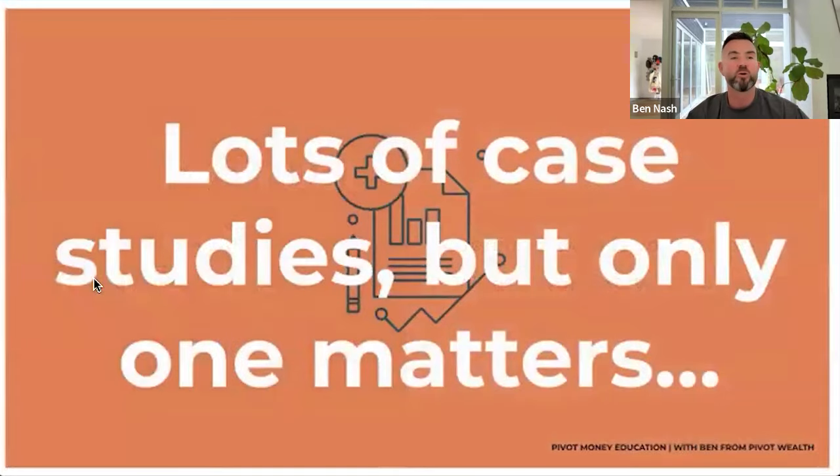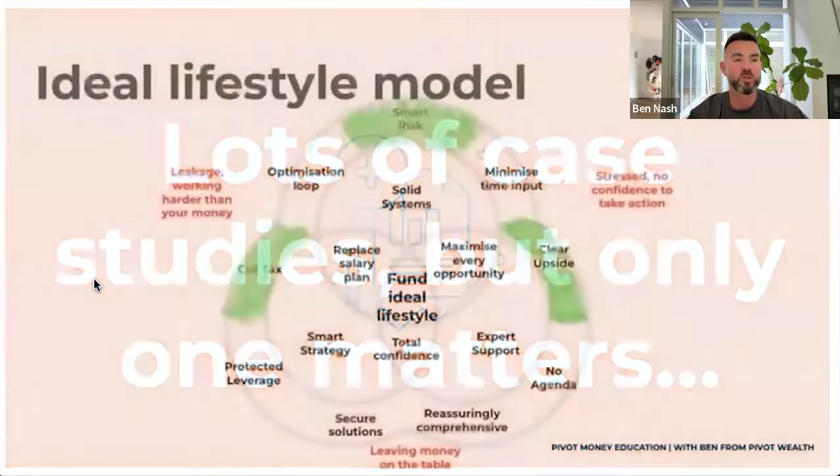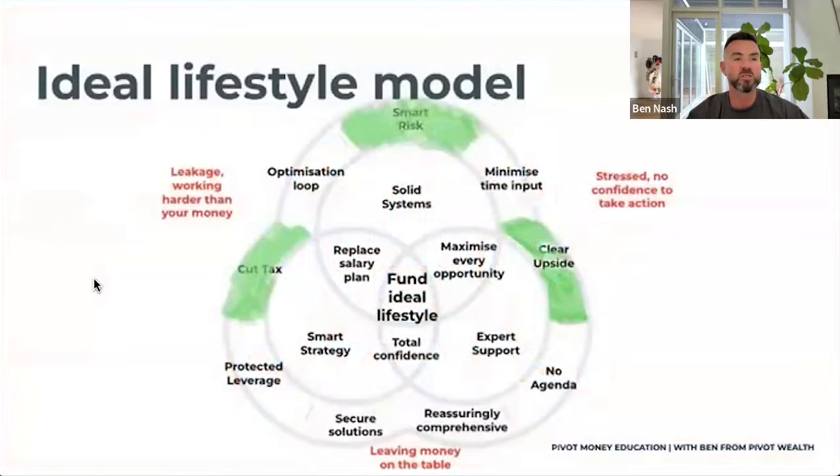We've been through a whole bunch of case studies today, but there's really only one case study that matters. And that's yours, right? You've got to find what works for you. And so I want you to use this ideal lifestyle model moving forward as your guide in order to do that.